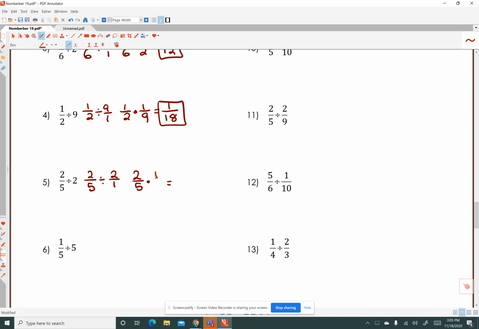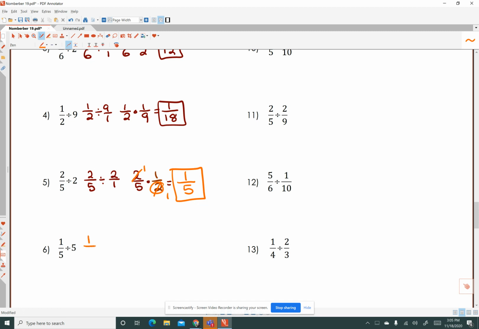2/5 divided by 1/2. Okay, now we're going to cross cancel. 2 divided by 2 is 1. 2 divided by 2 is 1. 1 times 1 is 1. 5 times 1 is 5. And that's the final answer.